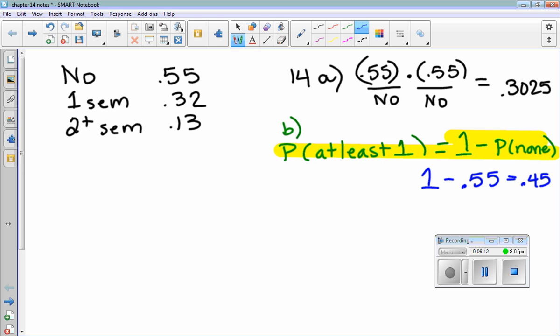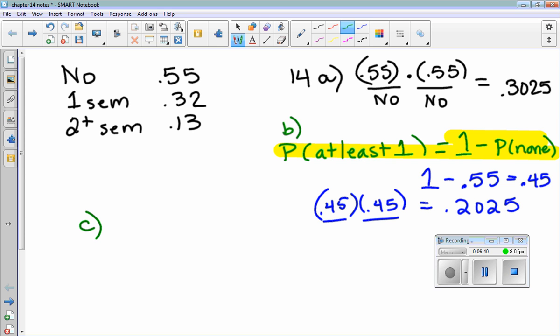That is the complement. There's two of them. 0.45 times 0.45 is what I'm looking at. So 0.45 times 0.45 is 0.2025, and that is correct. Okay. Any questions on that? Is that what you're talking about? Yeah. All right, and then part C.